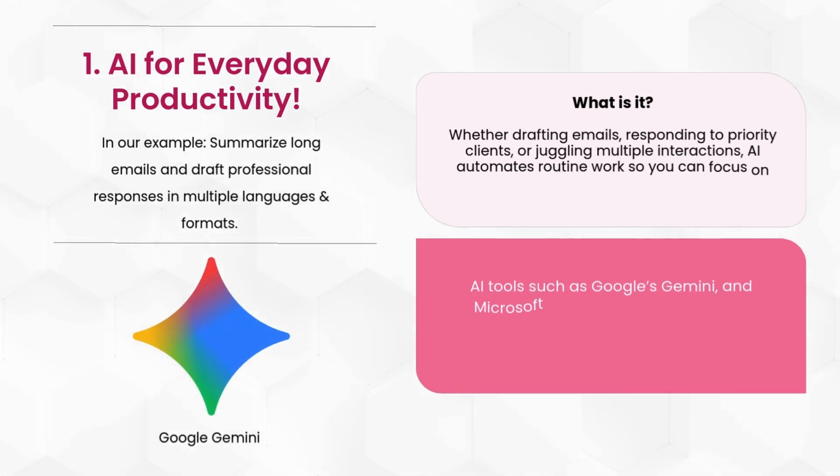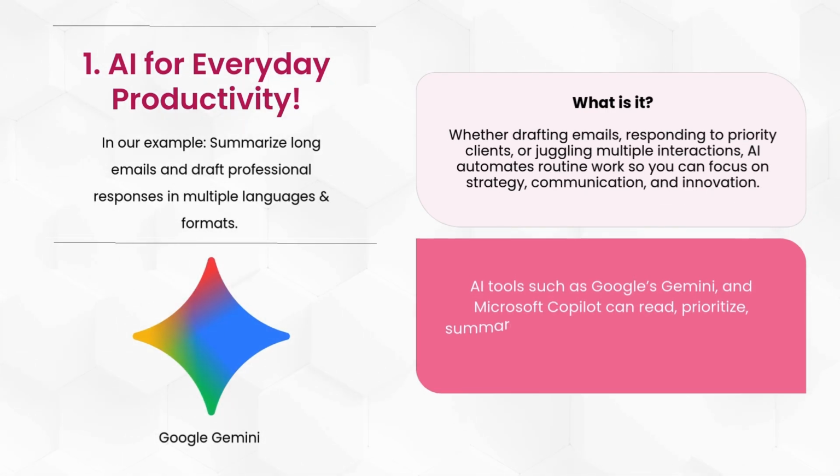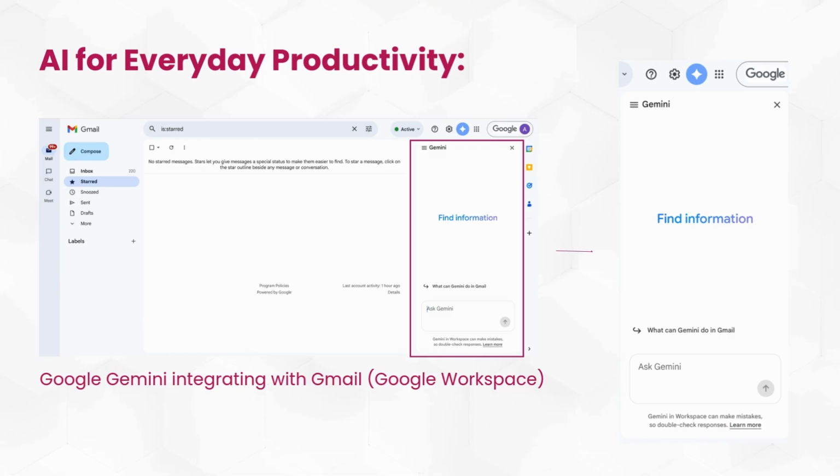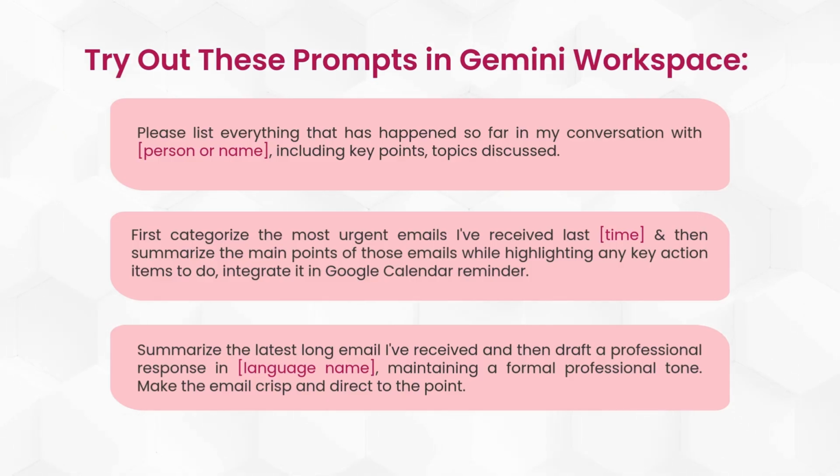In this session, we'll focus on summarizing long threads and drafting professional responses instantly using Google Gemini. Specifically, we are going to look at how the Google Gemini sidebar integrates directly into your Google Workspace, provided that you have a Google account. So, we'll be trying out these 3 prompts we are going to test today. First, summarizing a relationship context. Second, prioritizing urgent mails. And third, drafting a reply. Let's jump into the live demo.